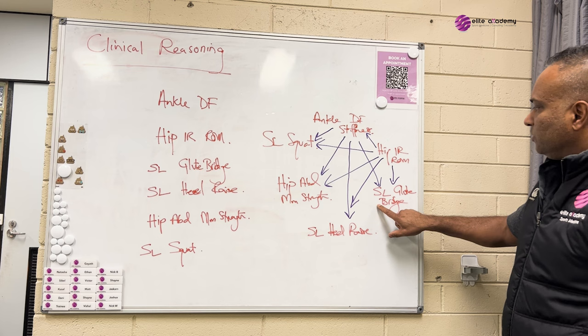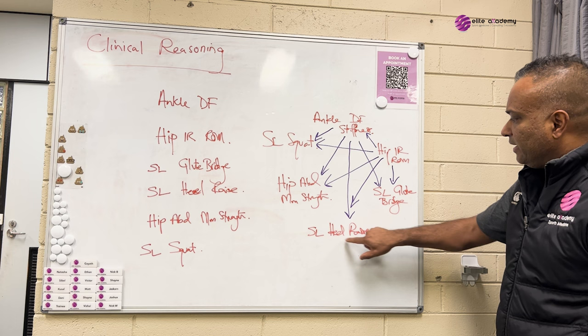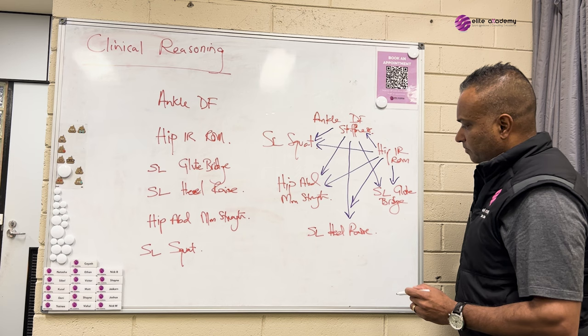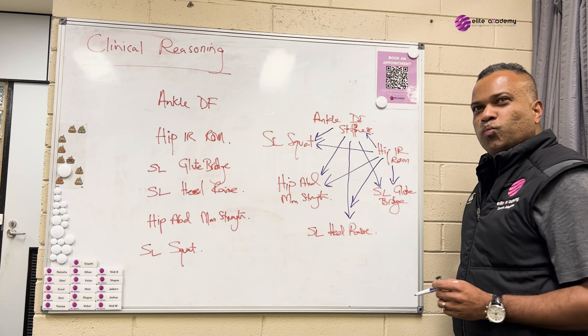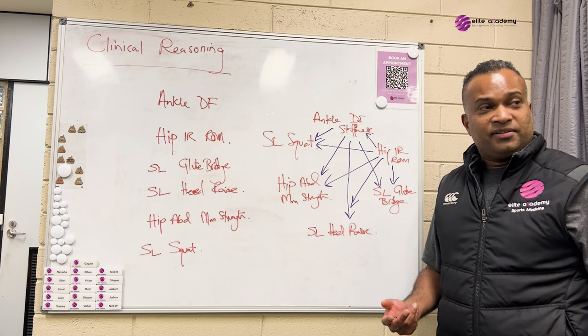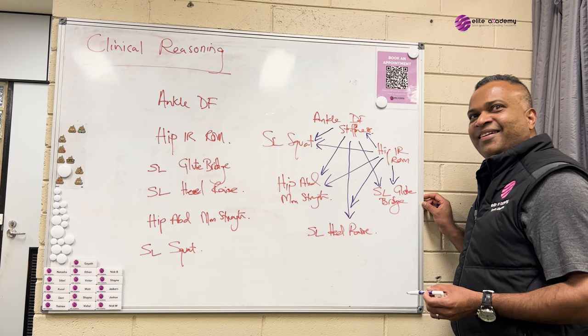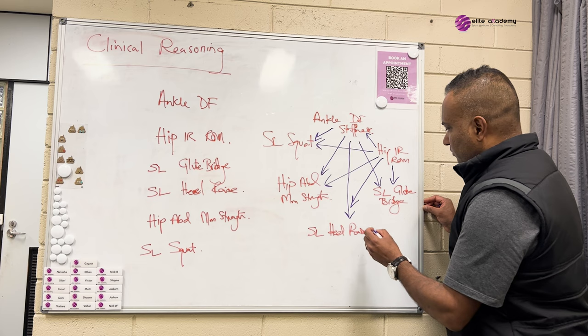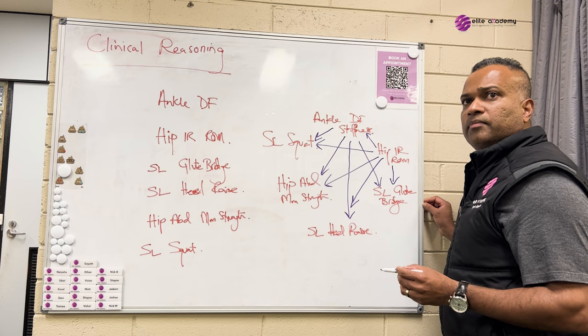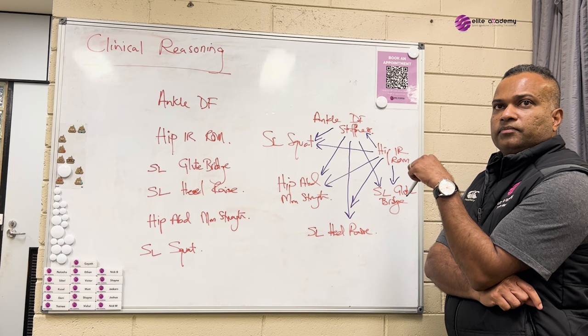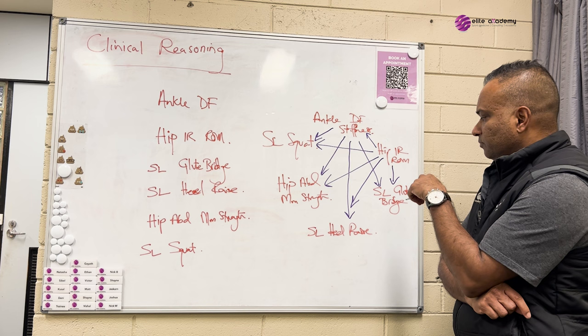Now we have the single leg glute bridge affecting the single leg heel raise, or the heel raise affecting the glute bridge? See how we're testing it out as well? I feel like the single leg heel raise could be affecting the single leg bridge. Yep. Because single leg heel raise is a single joint movement, and the limitation to that could contribute to the glute bridge, a compound, multiple joint movement.